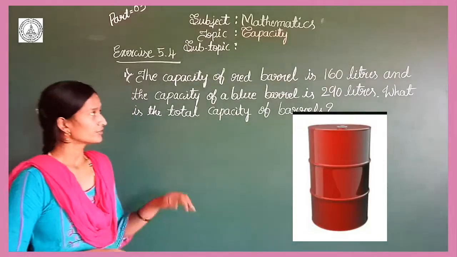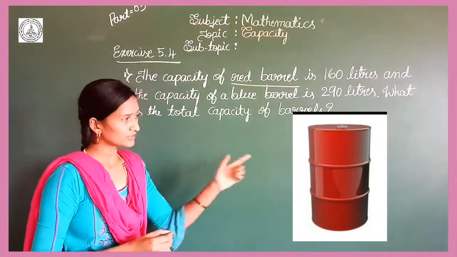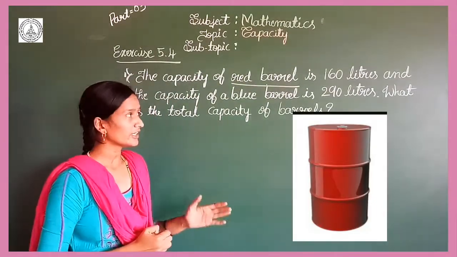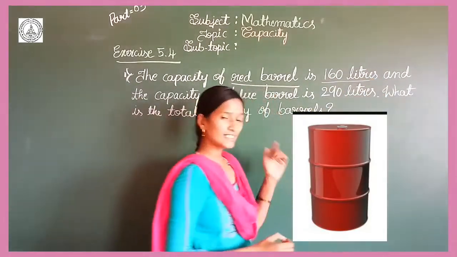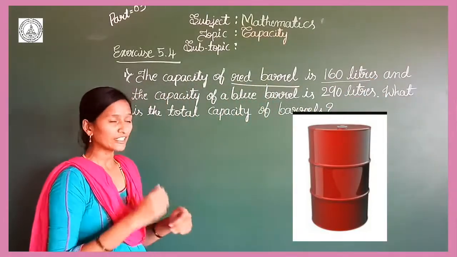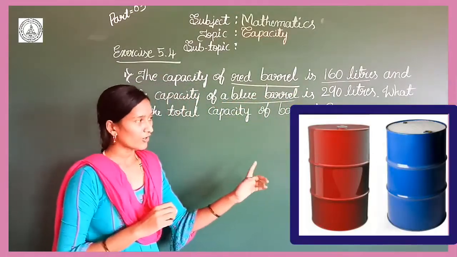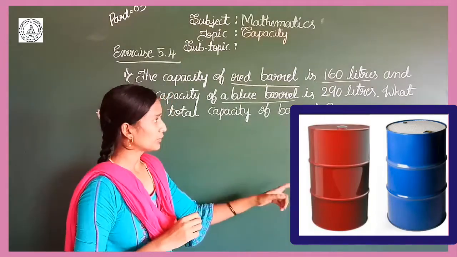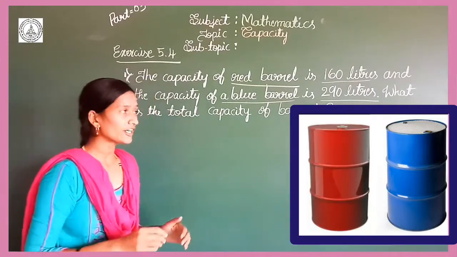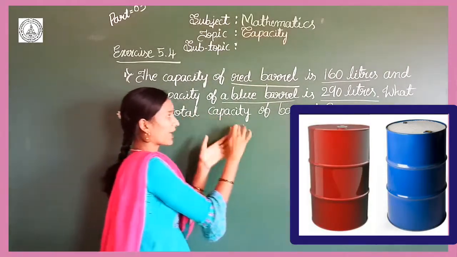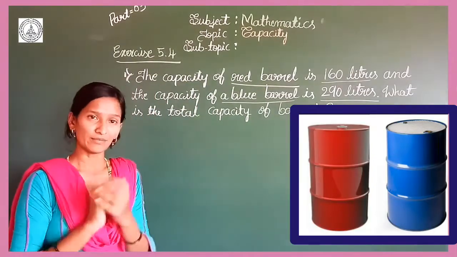So look here, the first one, the capacity of red barrel. They gave red barrel. So this is a red barrel, right? So in that the total capacity of this barrel is 160 liter. Okay. In the same way, the capacity of the blue barrel. Here is a red. After that, blue, right? So the blue barrel capacity is 290 liters. So here you have to find out the total capacity of both the barrels, both the red and also the blue.